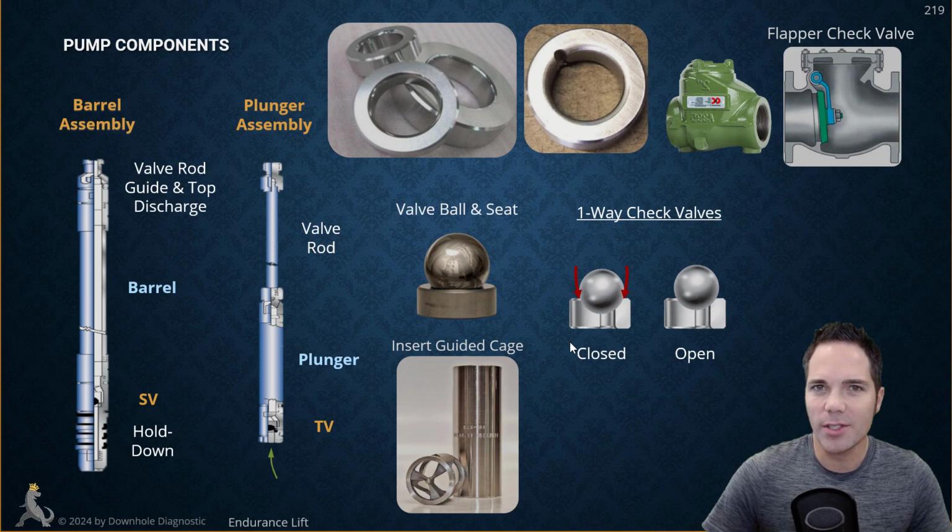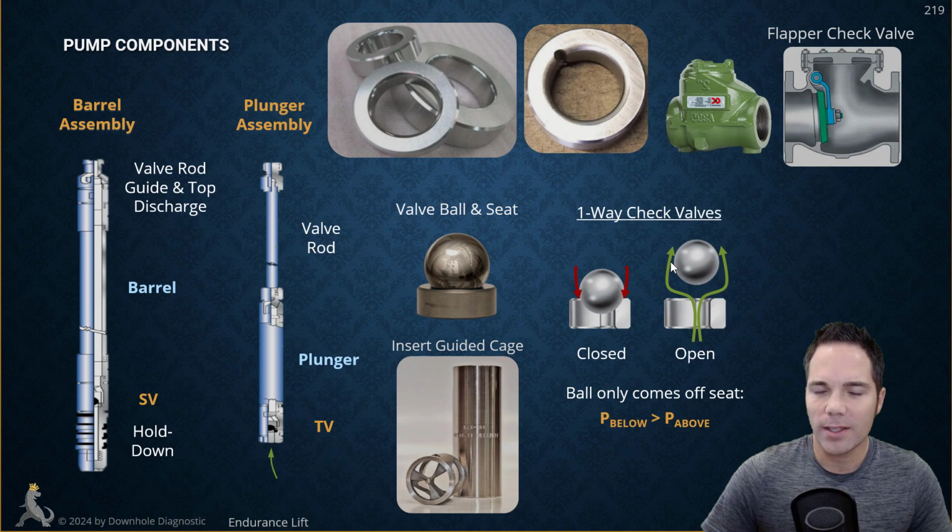Now, if you see a ball come off the seat, the reason that it's doing that is that fluid is flowing by that ball. That's the reason it's coming off the seat. And why is fluid moving by that ball? Okay, the ball will only come off the seat if the pressure below is greater than the pressure above. So if the pressure down here is greater than the pressure here, fluid's going to move through that ball and seat, and it's going to come here to the top section of it.